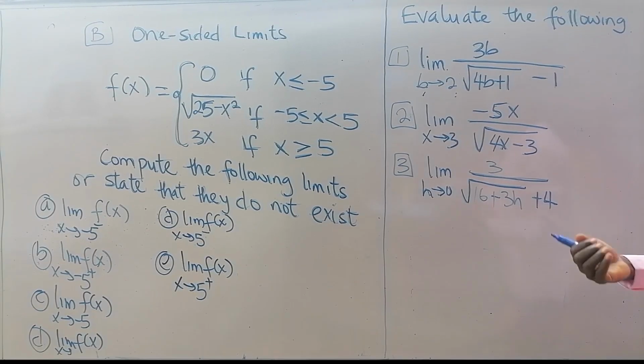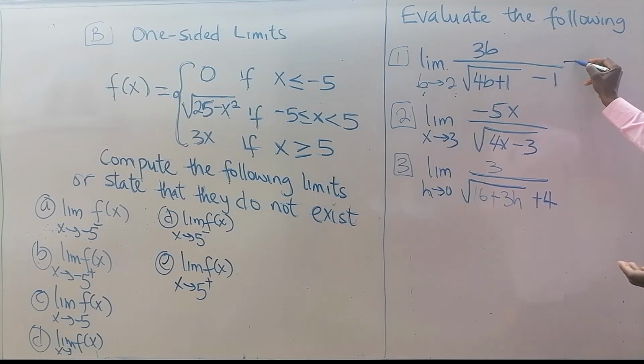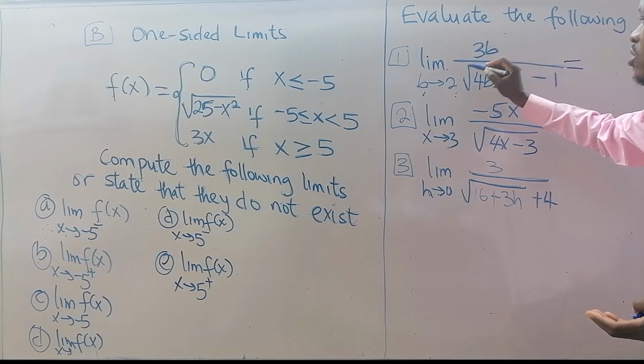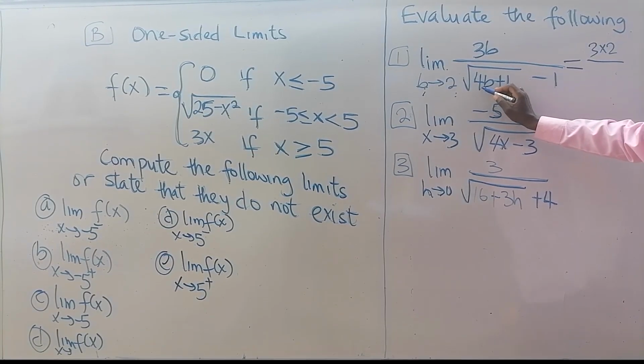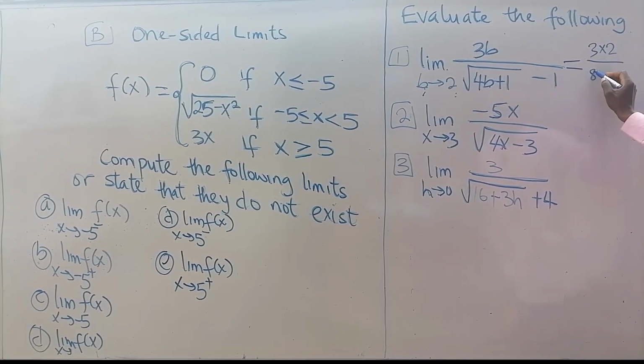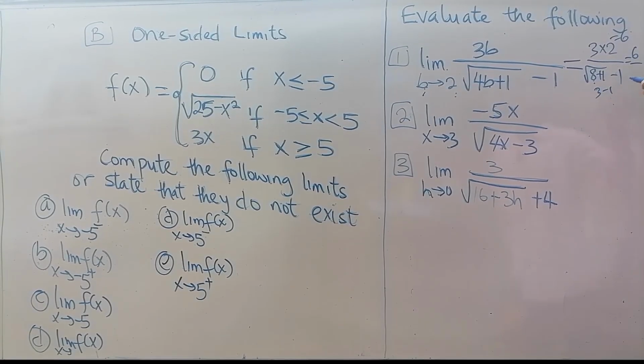Okay, as I've told us in the previous video, one of the ways to solve a limit is by direct substitution. So anywhere you see b, you plug in your 2, and that will be 3 times 2 over 4 times 2, that's 8, plus 1, square root, minus 1. So this will give you 6. This will give you 8 plus 1, that's 9. Okay, and the square root of 9 is 3. So we have 6 over 3 minus 1, that's 2. So this gives you 3.